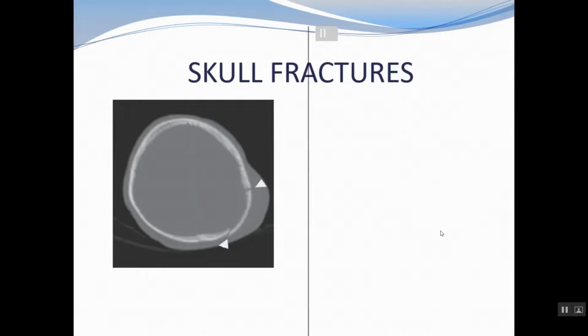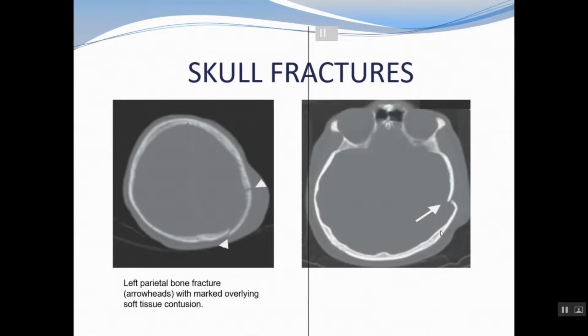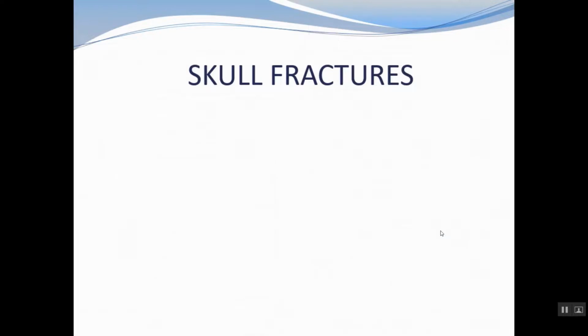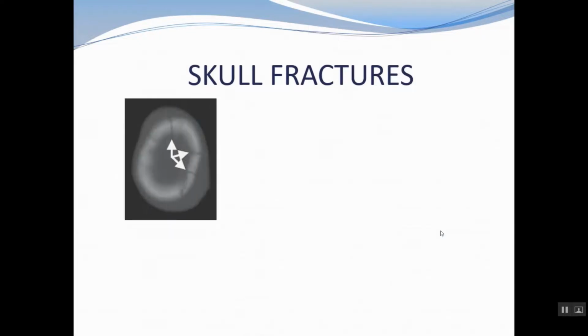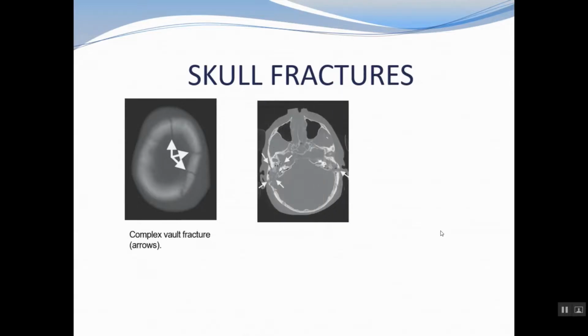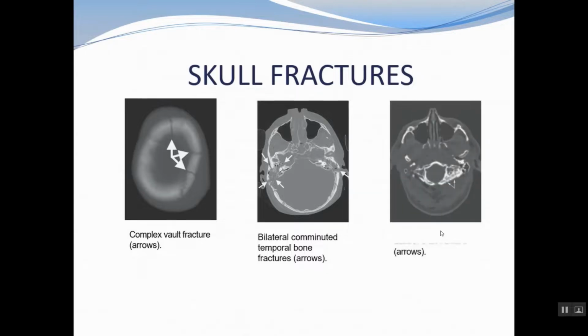This is a simple fracture of the left parietal bone with marked overlying soft tissue contusion. This is a fracture of the left temporal bone. Multiple fractures, or a complex fracture of the vertex. There are multiple comminuted fractures in the temporal bones. Here there is a fracture in the skull base on the left side.